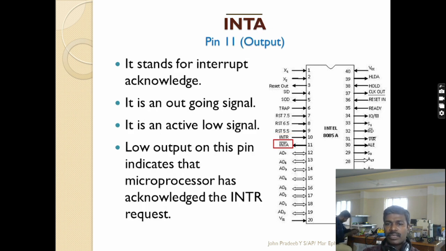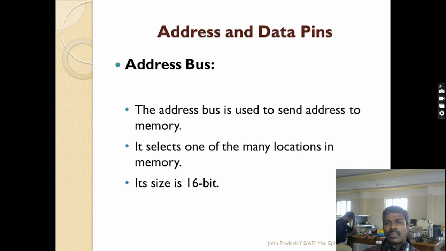The next is the interrupt acknowledgement pin, INTA. It is an active low signal. When it is low, the interrupt is acknowledged to the external devices. The next we are going to see about the address pins and data pins. So address bus, what does address bus mean?